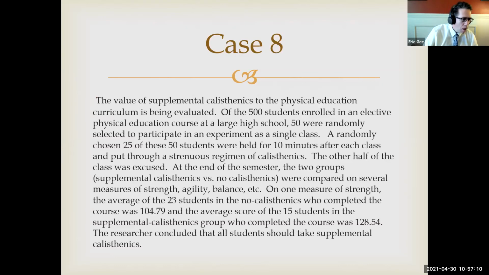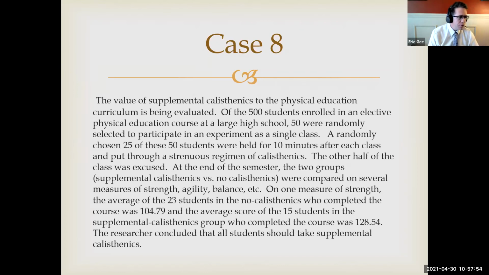Okay, let's look at another one. The value of supplemental calisthenics, that's exercises, to the physical education curriculum is being evaluated. Of the 500 students enrolled in an elective physical education course at a large high school, 50 were randomly selected to participate in an experiment as a single class. So we have random selection here. Now, a randomly chosen 25 of these 50 students were held for 10 minutes after each class and put through a strenuous regimen of calisthenics, and the other half of the class was excused. So we have this kind of random assignment now. 25 are selected randomly and are doing the supplemental calisthenics, and the other 25 are not.